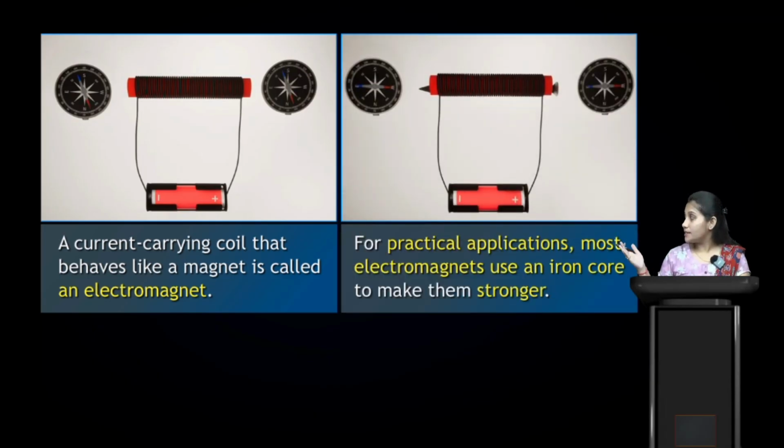Here, for practical applications, most electromagnets use an iron core to make them stronger. Means, for some practical applications, most electromagnets use an iron core to make them much stronger. In this case, to make the magnetic field much stronger, what do we use? We use this iron nail. So, for many practical applications, such electromagnets use iron core materials to make the magnetic field stronger.